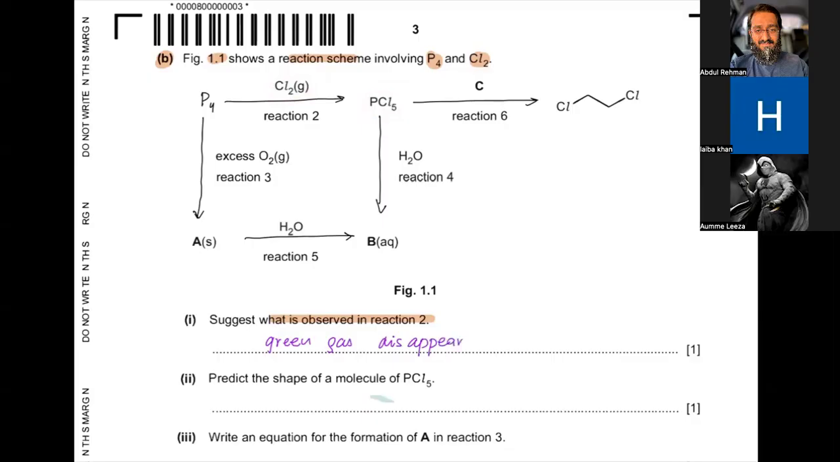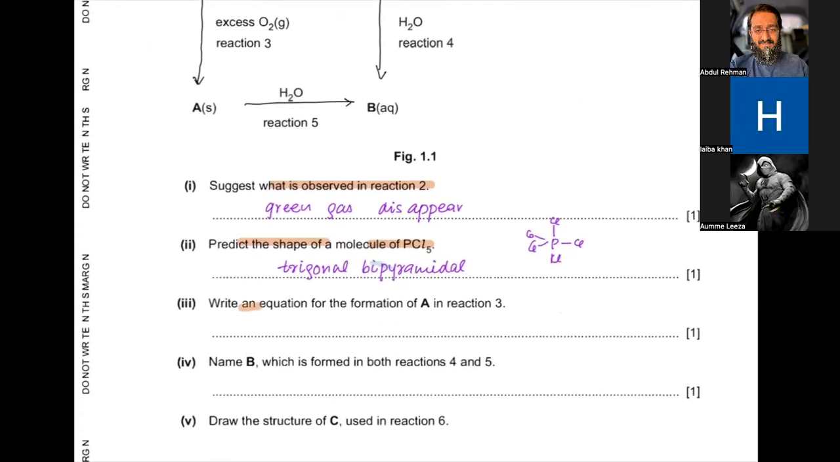Now next part. Predict the shape of the molecule of PCl5. Phosphorus has 5 chlorines, and there are 5 bond pairs and no lone pairs. So it's trigonal bipyramidal.